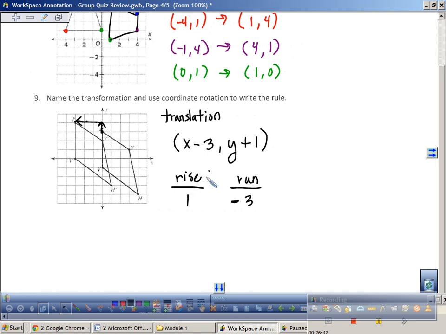Rise has to do with Y's. Rise, Y's. Like that. And I got nothing for run. It's just X. Or skies and taxis. Okay. Moving on.